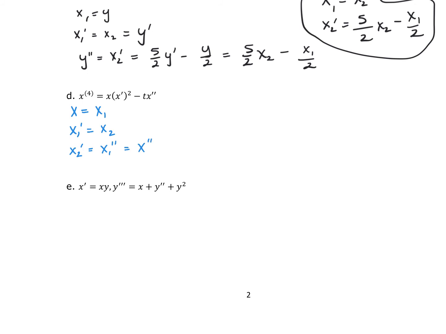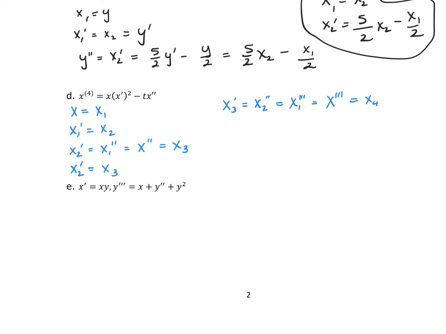And then x sub 2 prime would be a good replacement for x sub 3. So we could say this is x sub 3. Now, x sub 3 prime would be x sub 2 double prime, which would be equal to x sub 1 triple prime, which is equal to x triple prime. And I'm going to label this x sub 4. So now I've got all my primes in terms of my derivatives.